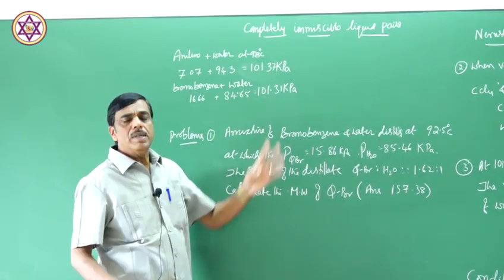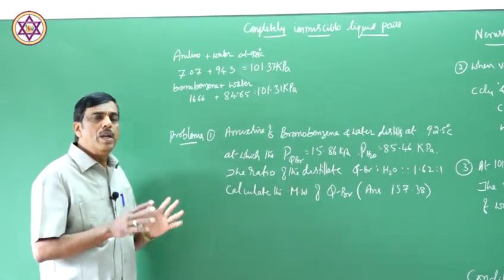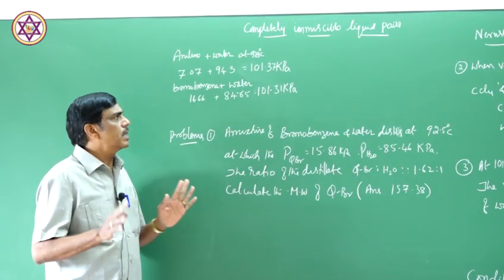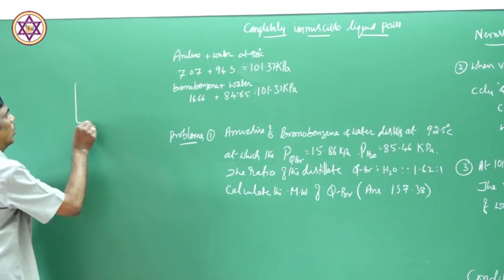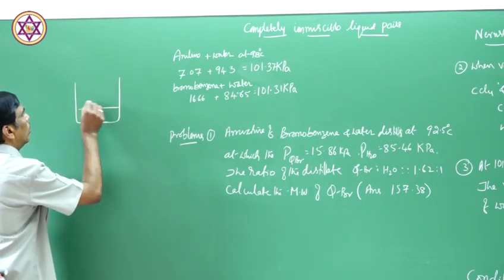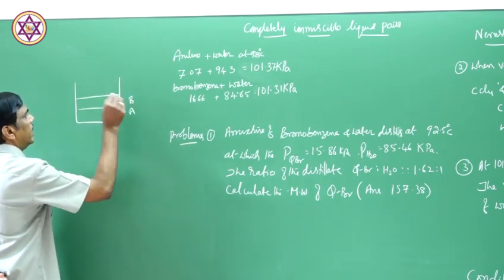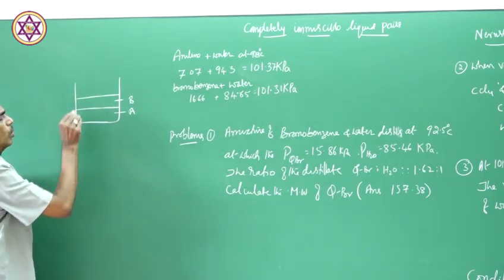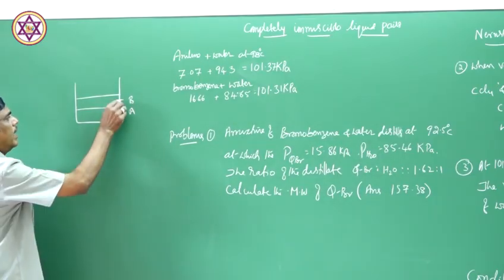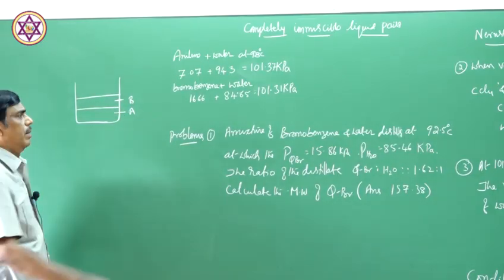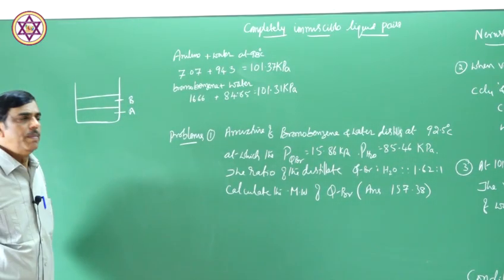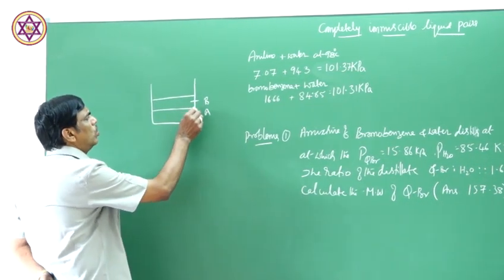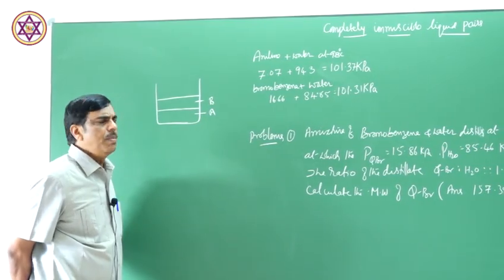Completely immiscible liquid pairs means one liquid will not be soluble in the other. Two separate layers are formed when you take these two liquids. Suppose you take two liquids A and B, these two liquids are completely immiscible, they form two layers. Completely immiscible liquid pairs are very useful in many industrial applications. Therefore, these two liquid pairs are immiscible.